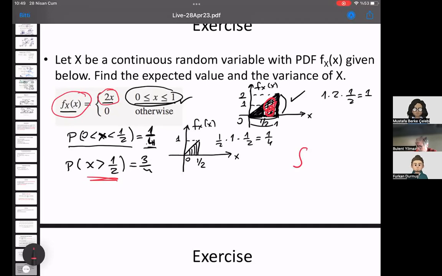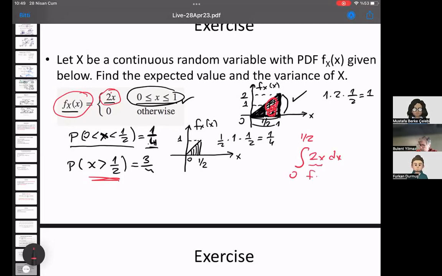I'm going to do the same thing between 0 and 1 over 2. Write this 2x dx. This is my probability density function. And I'm going to find out the probability. What is this probability? Probability of x between 0 and 1 over 2. And what's the integral? X squared between 0 and 1 over 2. Put 1 over 2 here, 1 over 4 minus 0, which is 1 over 4.